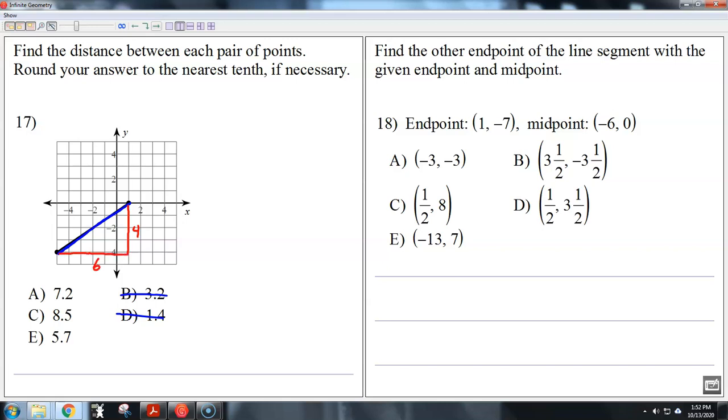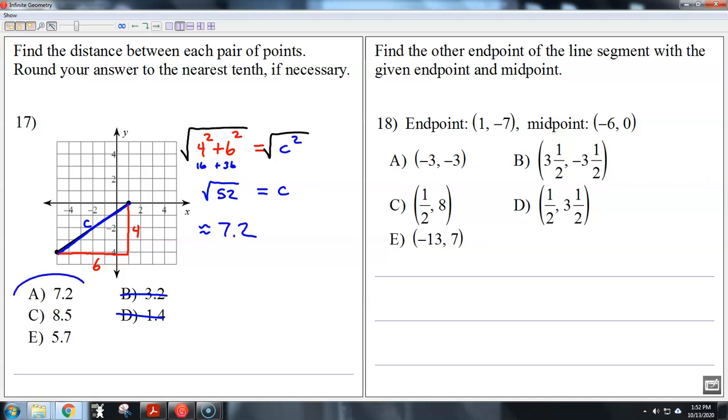So now I can use the Pythagorean theorem. Let's just call this C. So the Pythagorean theorem says 4 squared plus 6 squared equals C squared. And I'm going to take the square root of both sides, and that will simply tell me what C is. And 4 squared is 16 plus 36, so that's the square root of 52, which comes out to be approximately 7.2. So the correct answer is A.